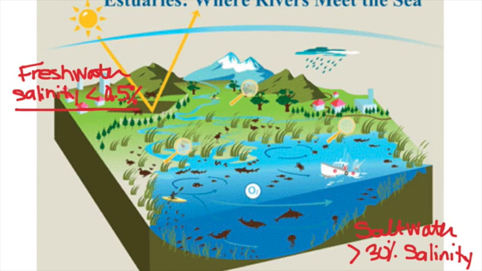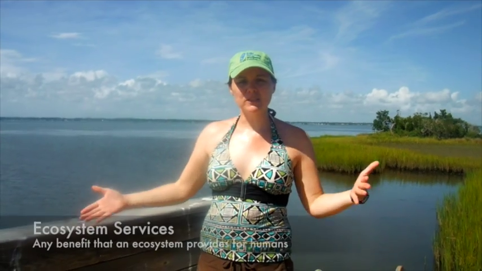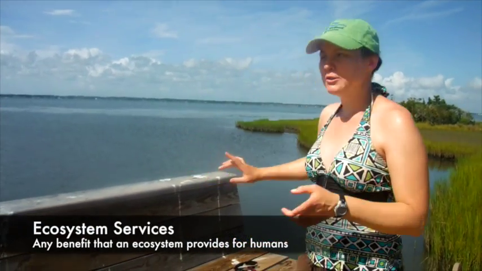So we have fresh water, which is anything that has less than 0.5% salinity. So we have freshwater rivers entering the saltwater sea, and saltwater is any water greater than 30% salinity. And that is the main determination for what qualifies as an estuary. And so they meet together in this protected area, and that makes a really unique ecosystem, and it has a lot of ecosystem services.